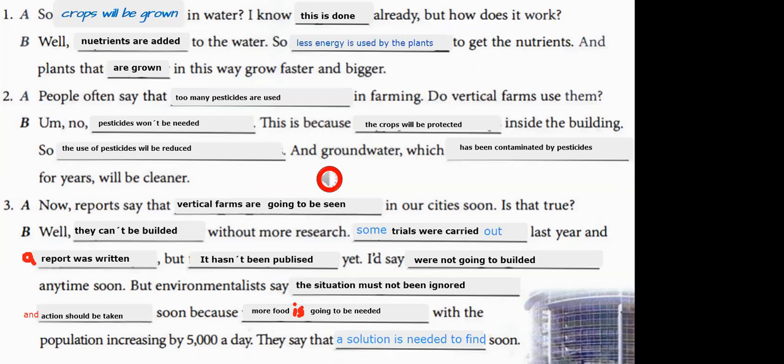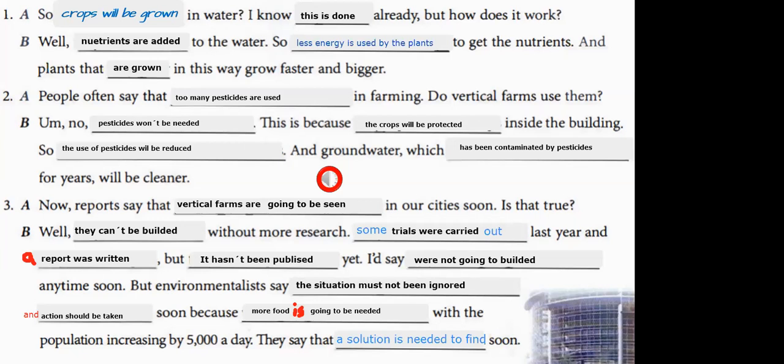2. People often say that too many pesticides are used in farming. Do vertical farms use them? No, pesticides won't be needed. This is because the crops will be protected inside the building, so the use of pesticides will be reduced, and groundwater, which has been contaminated by pesticides for years, will be cleaner.